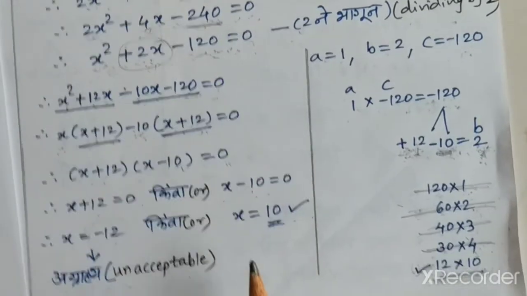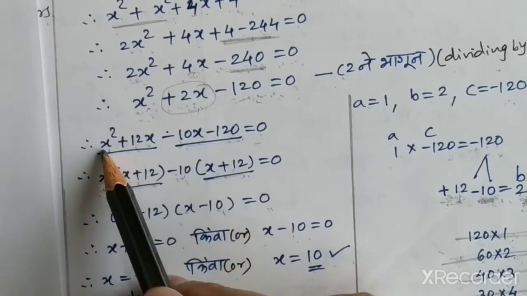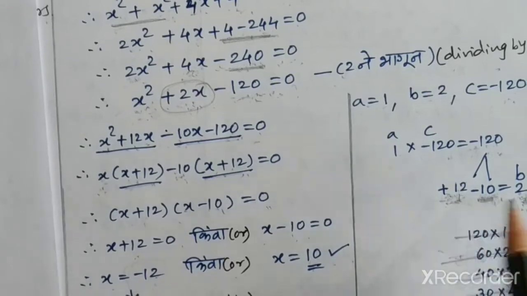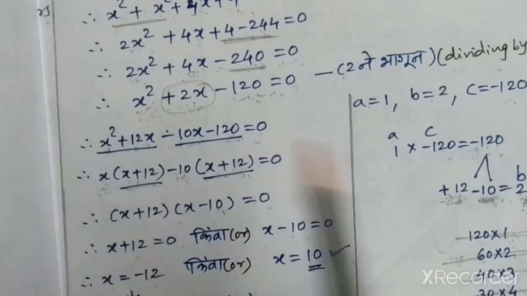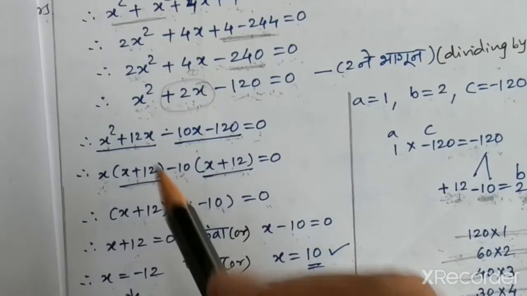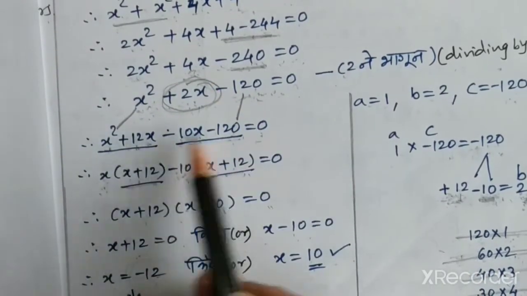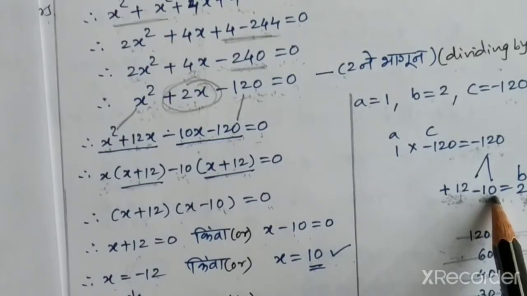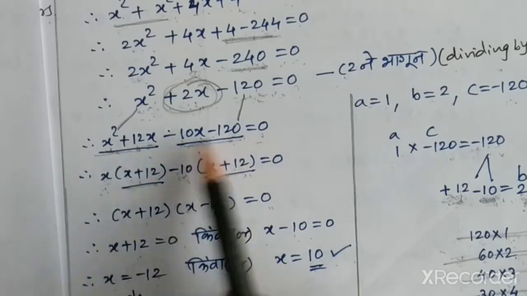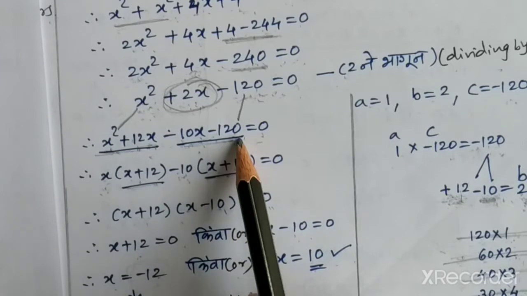So now start to solve the quadratic equation. This is our quadratic equation. So x square as it is, and instead of the middle term, select these two factors. So plus 12x minus 10x minus 120 as it is. Instead of this term we have written 12x and minus 10x. Now there are two groups. First group is x square plus 12x and second group is minus 10x minus 120.